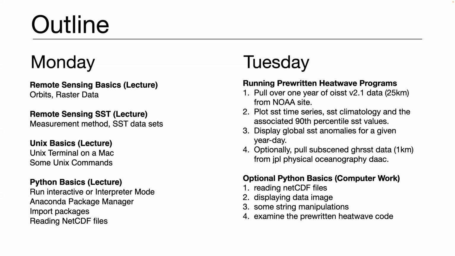I wrote another one that just takes any optimally interpolated SST for any given day and subtracts off the climatology, so you can see the spatial distribution of anomaly. Optionally, I added this extra thing that will pull high resolution SST data at 1 kilometer resolution. It's a nice data product, and it's super nice if you can pull over just a subscene section of that data, because these are really big files at 1 kilometer resolution.